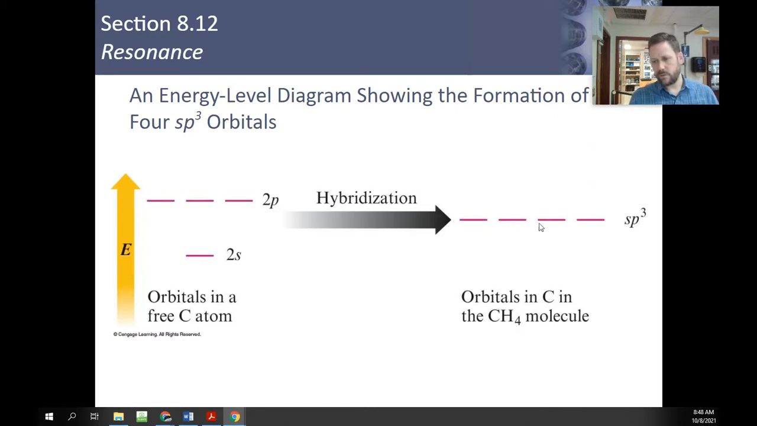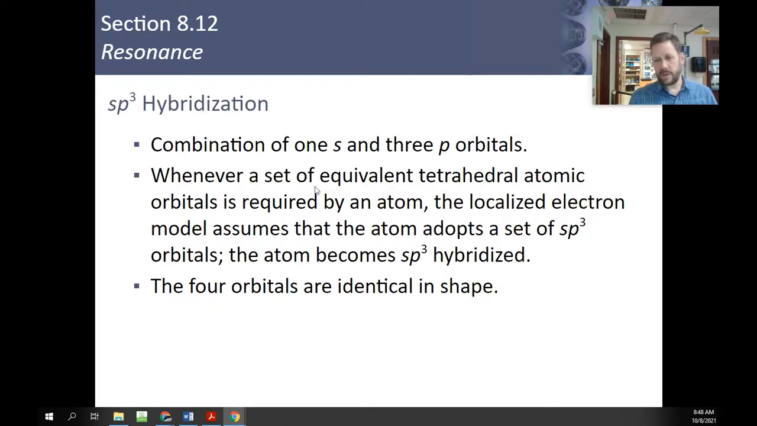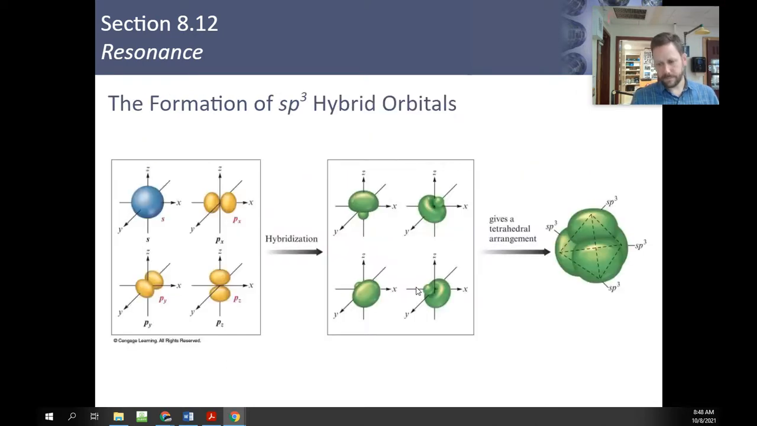So here we have 4 orbitals of equal energy value. And they would be, as we combine 1 s and 3 p, equivalent and therefore arranged tetrahedrally. They all have the same amount of energy, and those 4 orbitals are identical in shape. Here's what they look like. It looks like a little mushroom from Mario, so think about it as a 1-up, right?